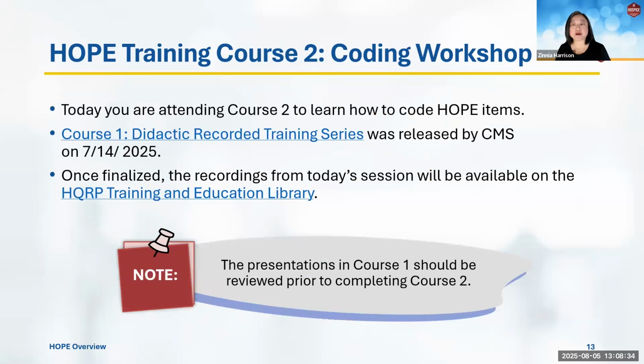So today, you are attending Course 2 to learn how to code the HOPE items. Course 1, as mentioned before, is a didactic recorded training series that was released by CMS in July and is located on the HQRP Training and Education page. The recording from today's session will also be available on the HQRP Training and Education Library. The link to the training page is located on the slide as well as in the resources slide.